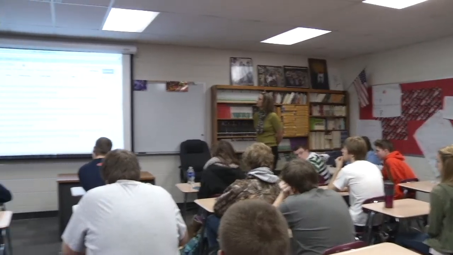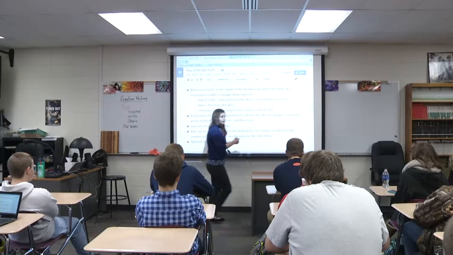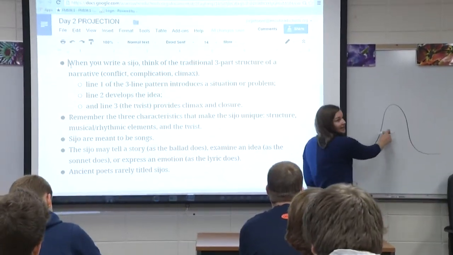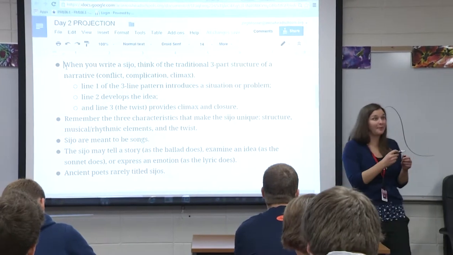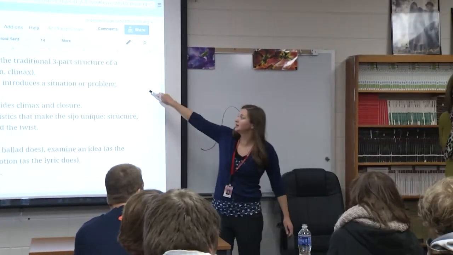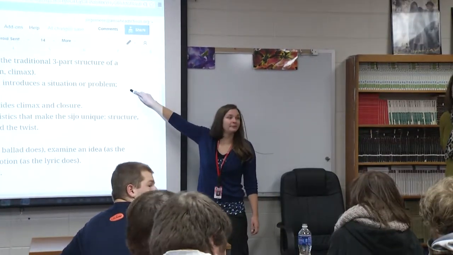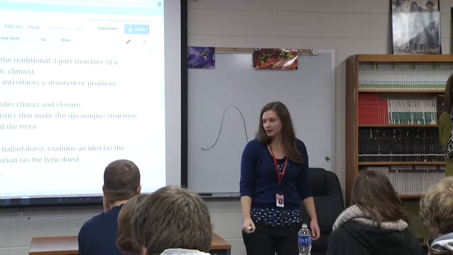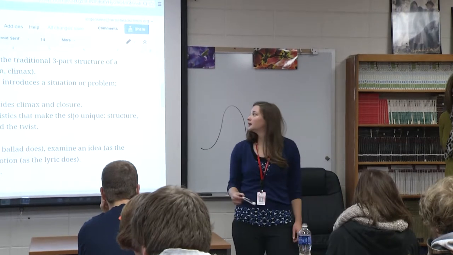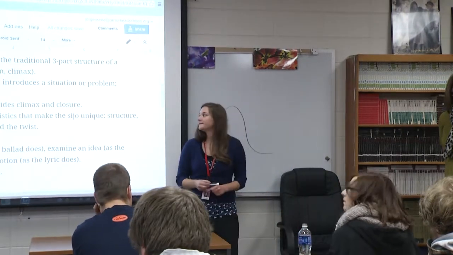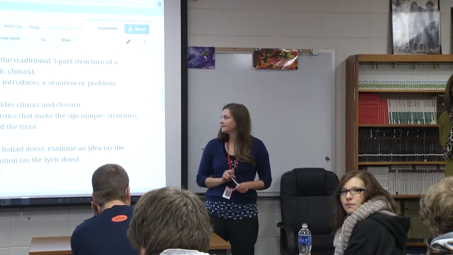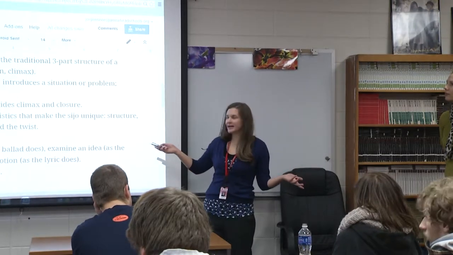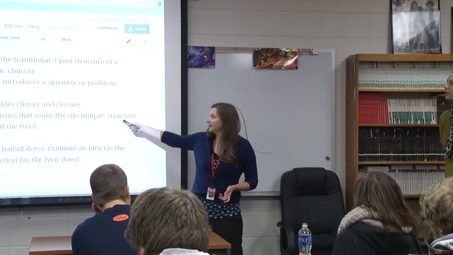Right. So we were talking last time about the plot cycle, right? The introduction, the rising action, the climax, right? The same thing's going to happen in your Sijo. And here is how you break it up. Brian, you got it? Line one of the three-line pattern introduces a situation or problem. Line two develops the idea. And line three, the twist, provides climax and closure. Perfect, right? We remember that from last class. The next bullet, Kelsey?